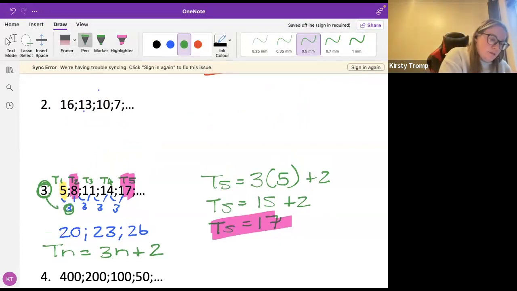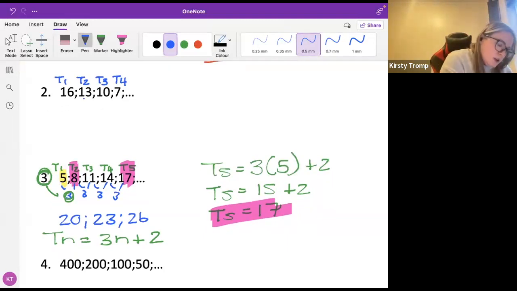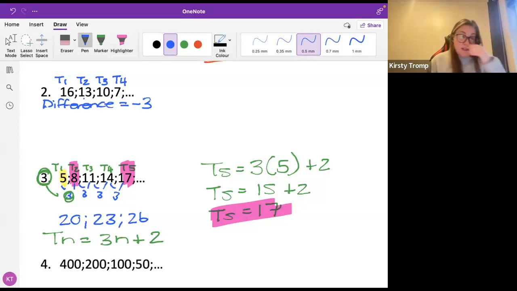If I say to myself, Amal, okay, 16, 13, 10, and 7, is it fair to say that I can call those terms? Are you happy, Amal, that I can call those terms? Yes, ma'am. Okay, so are you happy for me to say that 16 is term 1? Yes. Then term 2, term 3, and term 4. Are you happy with that? Yes, ma'am. Okay, cool. Tell me, what was the difference each time for number 2? 3. Good. Just 3 or negative 3? Negative 3. Good, it was negative 3.